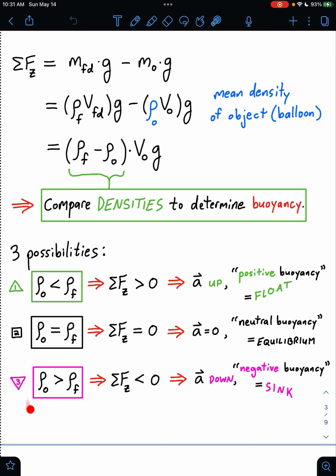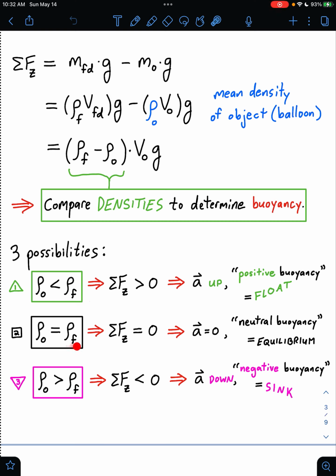That is, three possibilities arise here. One, if the density of the object is less than the density of the fluid, then our net force in the z direction will be positive, as in upwards, as in we will accelerate upwards. We call that positive buoyancy, and this is what a balloon will do. If that is a balloon that is floating upwards, it does so because its mean density is less than the density of the surrounding air.